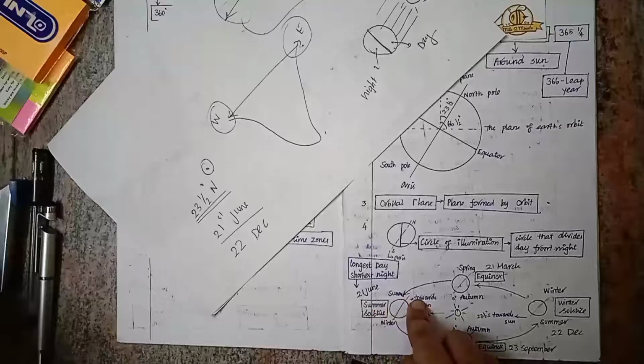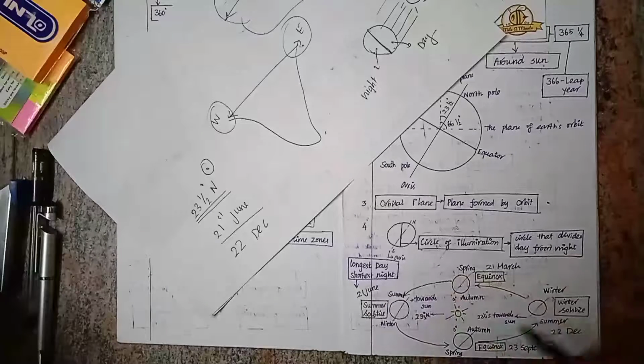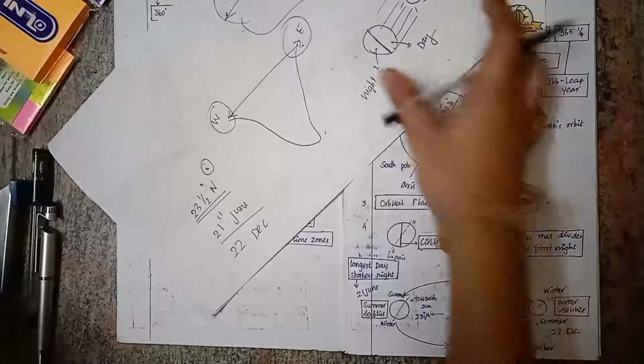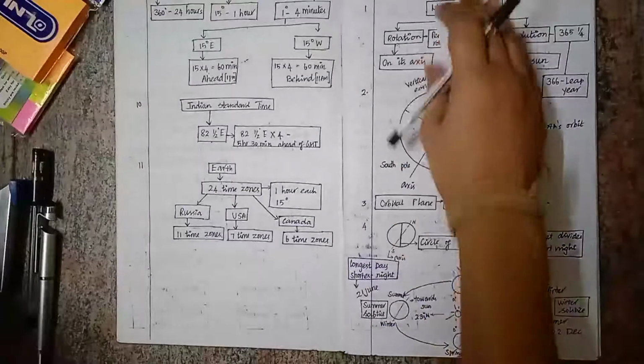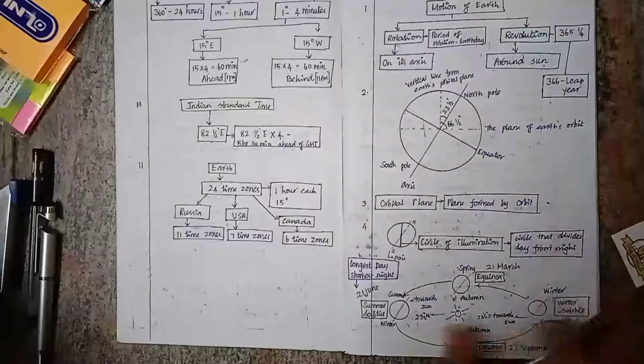During summer solstice, north is summer. During winter solstice, north is winter. So this is about the weather condition. Then equinox exists during 21st March and 23rd September.